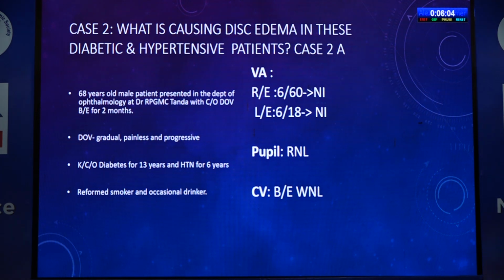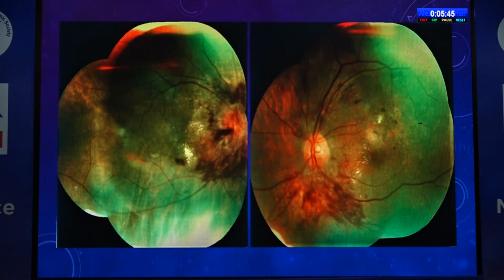The second case was in fact a case series of patients who presented to me recently, around 2 months back, with almost similar clinical picture of unilateral disc edema with hemorrhages around the disc, in patients who were both hypertensive and diabetic, with a similar kind of vision loss. This male patient had 6/60 vision in the right eye and 6/18 in the left eye.